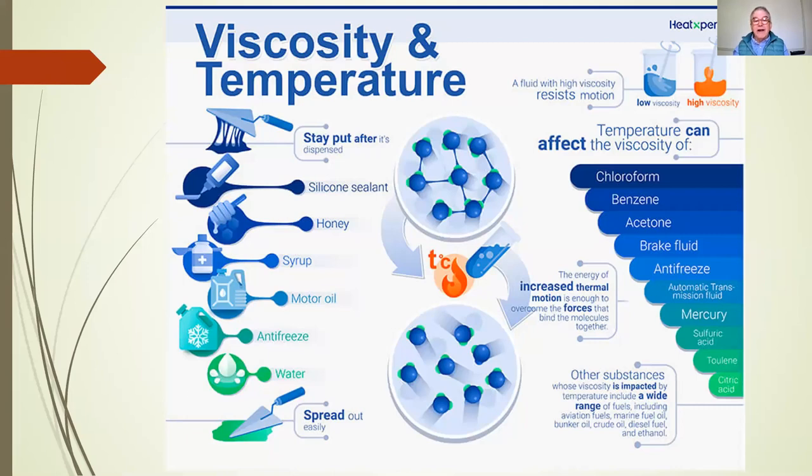They, you could say, are energized. They have absorbed heat energy, and that has been absorbed or transferred or converted into chemical energy. The illustration here is without the heat; by adding heat, we have these more fluid relationships with less bonding between the molecules. Other substances whose viscosity is impacted by temperature include a wide range of fuels, including aviation fuels, marine fuels, and oils of different types.